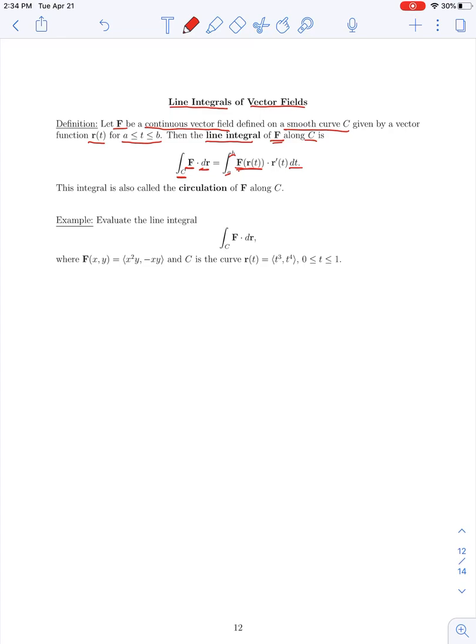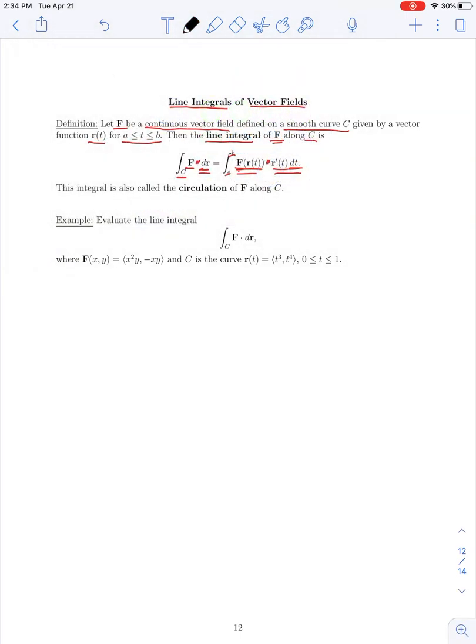y, or x, y, and z, by the values of x, y, and z given by the component functions of that vector function, r of t, which describes my curve. And then we are taking dot dr, so we are taking a dot product then with the differential of r, which would be given by r prime of t dt.